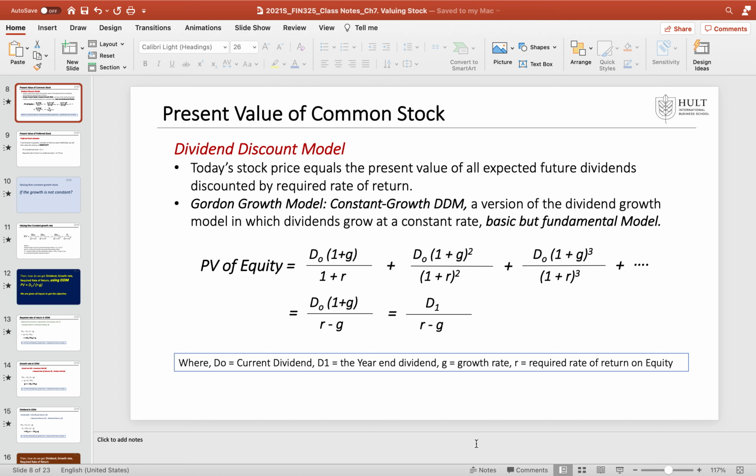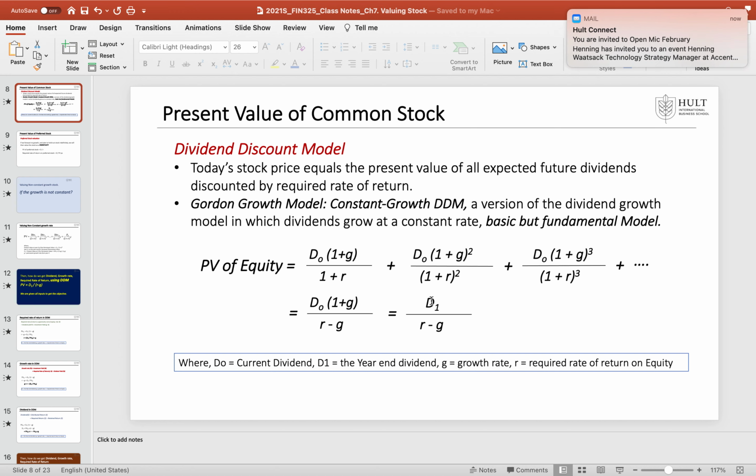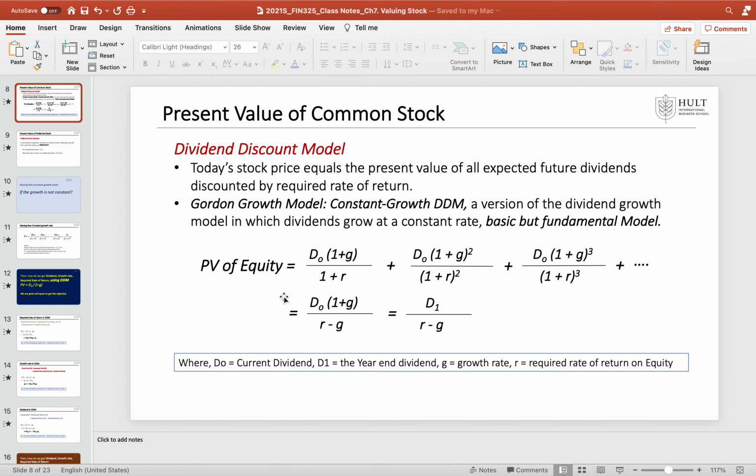Hello, students. In the last class, we learned the dividend discount model based on the constant growth DDM, assuming that the dividend is growing at the same growth rate forever. And then we simplified this equation into dividend 1, which is the future cash flow, divided by the required rate of return minus the growth rate, right?